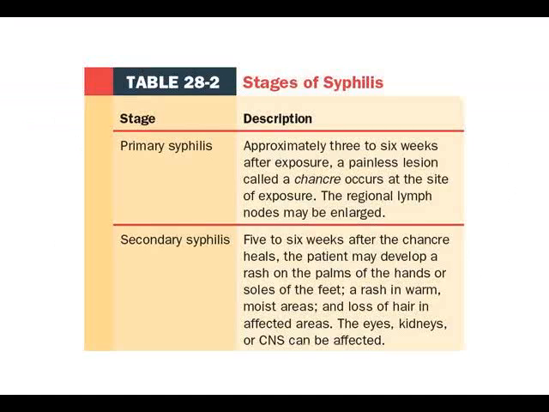So, the different stages of syphilis. In the primary stage, approximately 3 to 6 weeks after exposure, a painless lesion called a chancre occurs at the site of the exposure. The regional lymph nodes can be enlarged. In the secondary stage, 5 to 6 weeks after the chancre heals, the patient develops a rash on the palms of their hands or the soles of their feet, a rash in warm, moist areas, and a loss of hair in the affected areas. The eyes, the kidneys, or the CNS can be affected.